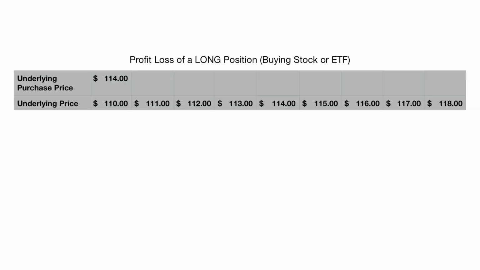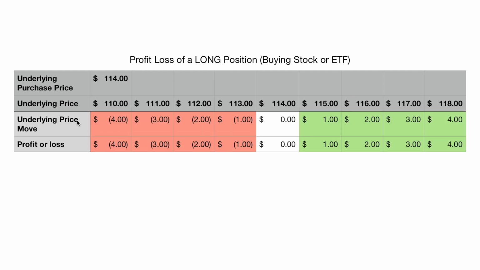Now in the future, we don't know if this stock is going to go up or down. But what we can do in looking at a chart is we can see how much money we would make or lose if we sold it at a different price. So that's what we're looking at for this particular chart. So if the underlying price was $110 and we purchased it for $114, then the underlying price move would have been negative $4. And if we sold it, we would have a loss of $4.